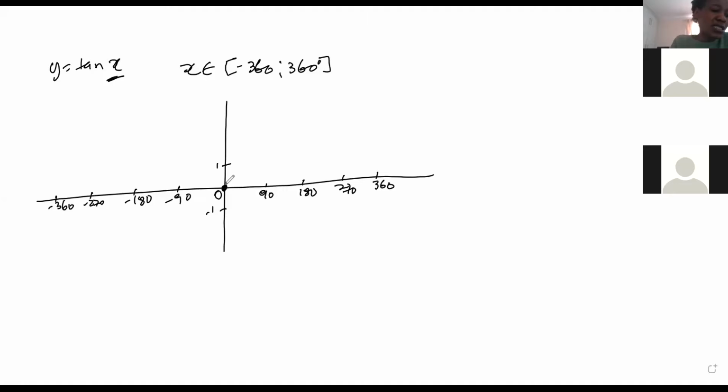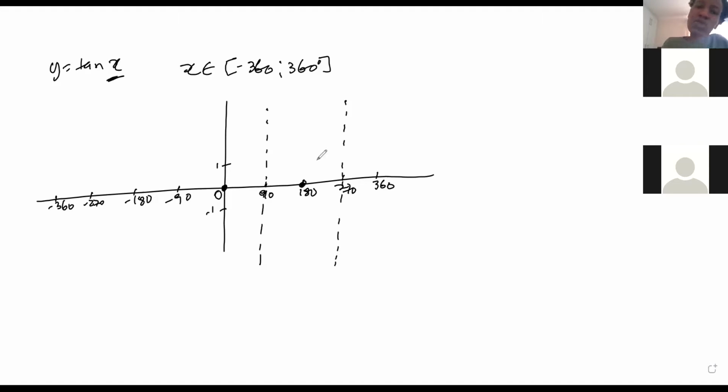Tan 90, if you check on your calculator also, tan 90 is giving you an error, so this graph is undefined at 90. Tan 180 is 0. Tan 270, it will give you an error, so the graph is undefined here. These are called asymptotes, remember. So that's where your graph does not touch.